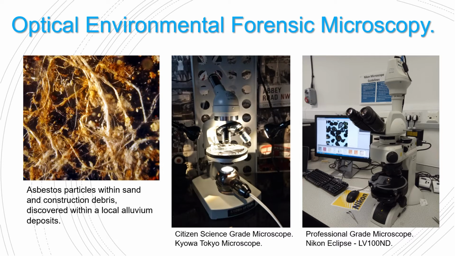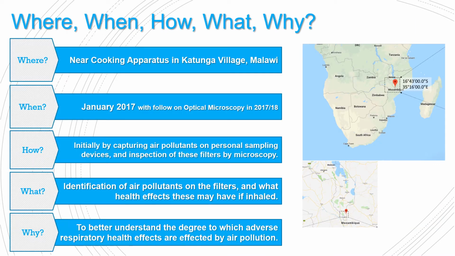So this, my home microscope, was a Tokyo microscope from the 1980s, and by using some gooseneck lamps and a UV gooseneck lamp, you could actually replicate very similar findings. Here on the left is actually an asbestos particle within some sand at a local river. And that just shows how well these low-cost microscopes can actually perform, and you can actually get really good results from that.